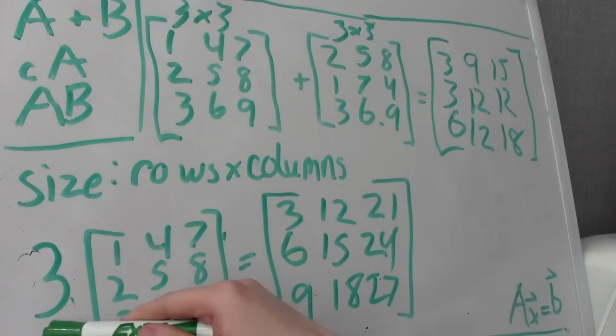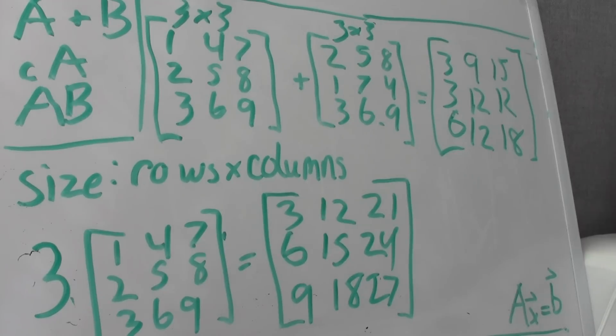Sometimes you'll hear this constant called a scalar. That just means it's a single number, just a number, and not a matrix. It's one of those terms linear algebraists like to throw around.